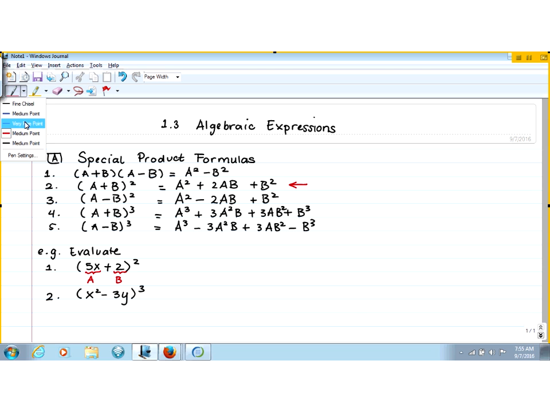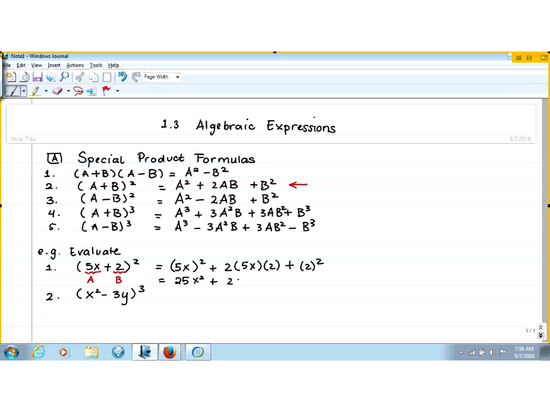A squared plus 2ab plus b squared. All right, so tell me, what is a squared? 25x squared. Right? Or you could do this first. So you could say, oh, this is 5x squared, plus 2ab, so 2 times 5x times 2, plus b squared, which is 2 squared. So I'm just substituting my a and b into my formula.